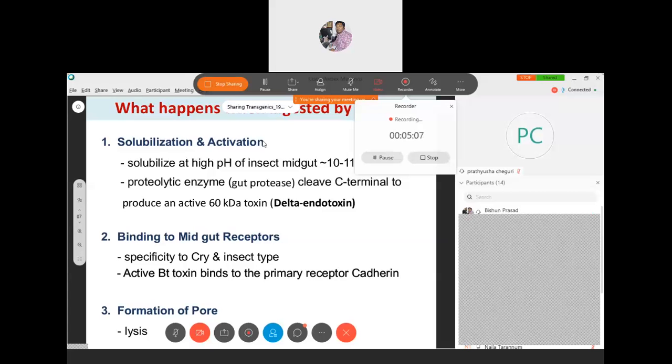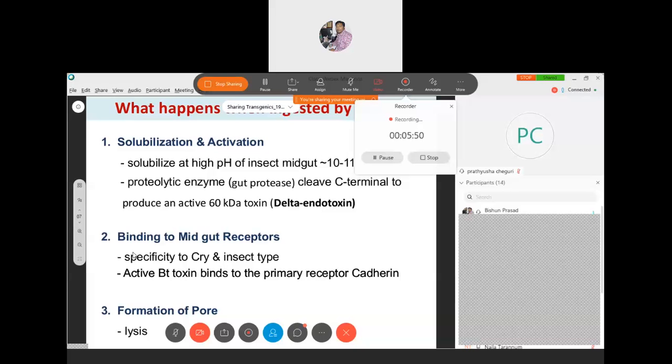So solubilization and activation performs two works. The first one is it solubilizes the Cry protein at basic pH. The pH should be 10 to 11, and after solubilization there will be a proteolytic activity, and this proteolytic activity which is performed by gut proteases will cleave the protein, as obvious. So it cleaves the protein at the C terminal end and produces the 60 kilodalton toxin, and this 60 kilodalton toxin is the active toxin, and this active toxin can be perceived by the midgut receptor. So the second one is binding to the midgut receptor.